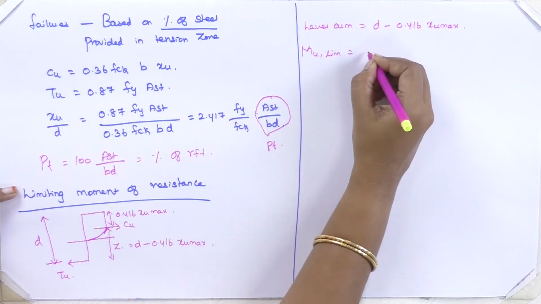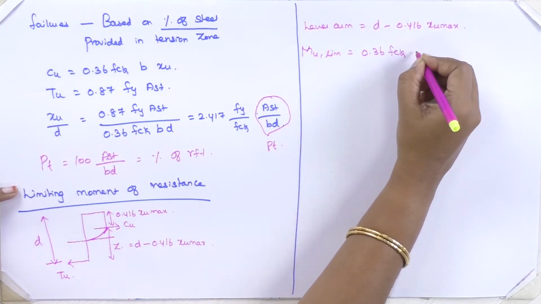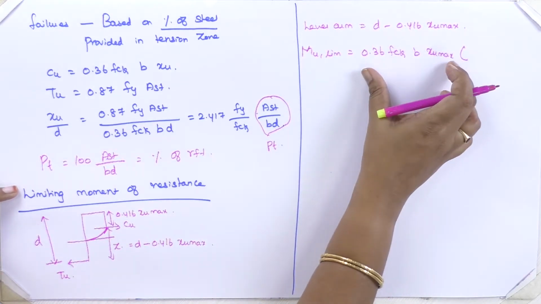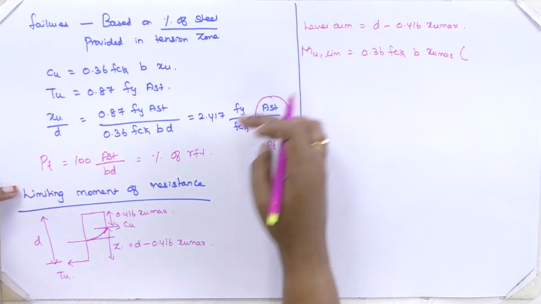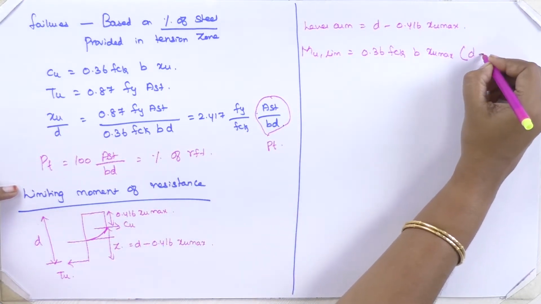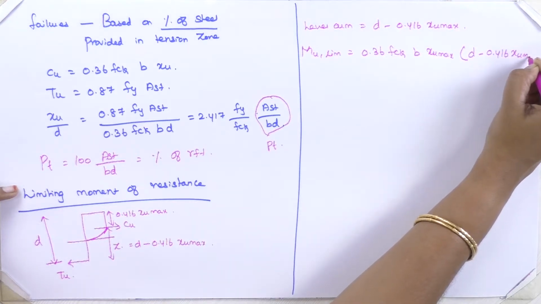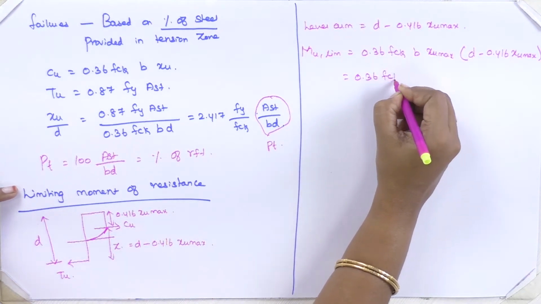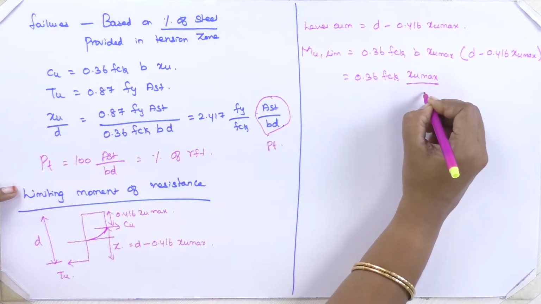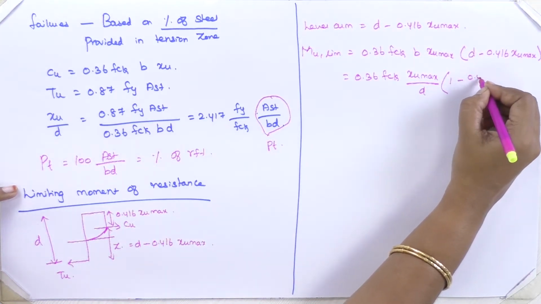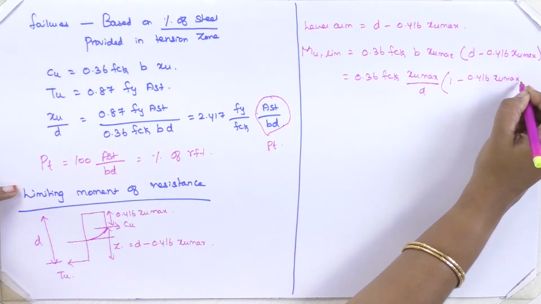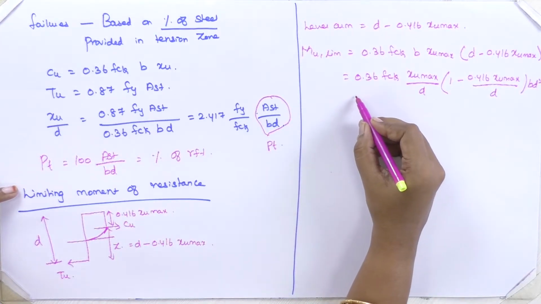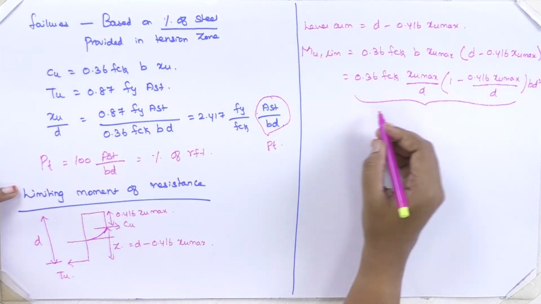Mu limit is equal to 0.36 fck b Xu max, this is the formula of compression force, into the distance travelled, so d minus 0.416 Xu max. Now you will get the value as 0.36 fck into Xu max by d into 1 minus 0.416 Xu max by d into bd square. Here we can take this as the moment resisting coefficient.